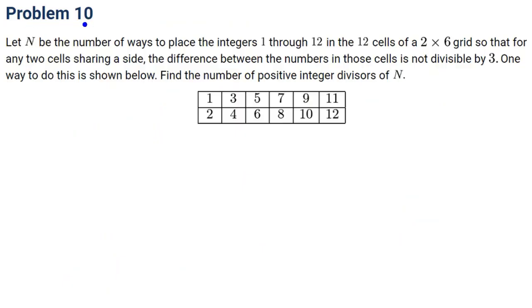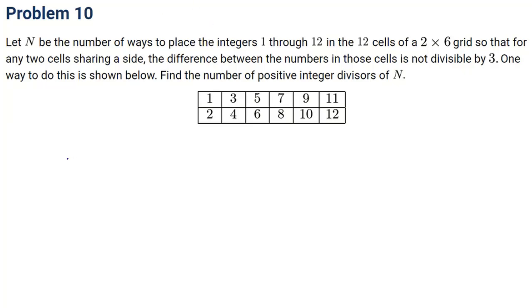Problem number 10, AIME II 2023. Let n be the number of ways to place the integers 1 through 12 in the 12 cells of a 2x6 grid so that for any two cells sharing a side, the difference between the numbers in those cells is not divisible by 3. One way to do this is shown below. Find the number of positive integer divisors of n. Okay, so look, it says the difference shouldn't be divisible by 3.